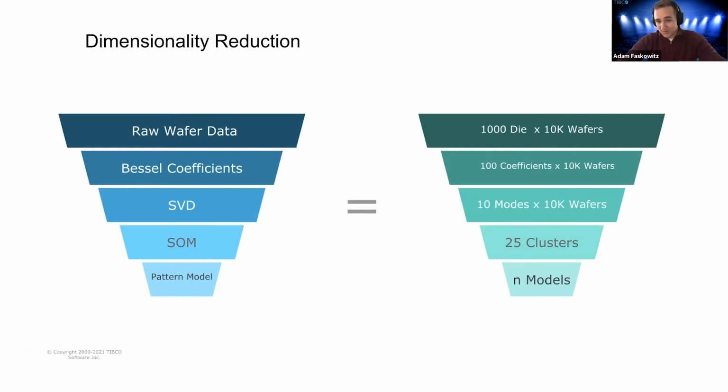So something we wanted to do is make it easier to handle, and this is through dimensionality reduction. So we take our raw wafer data, which contain 1,000 die and 10,000 wafers, and we use these Bessel coefficients and this Bessel transformation to drop it down to only 100 coefficients with these 10,000 wafers. Then further on, we do the singular value decomposition to break that down into only 10 modes, so 10 variables by these 10,000 wafers. So that's reducing this by around 100 times, which can be very important when trying to handle such large amounts of data.